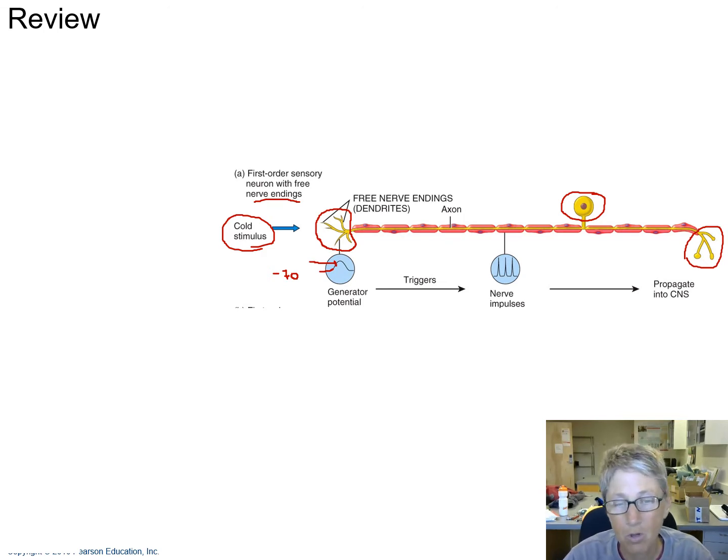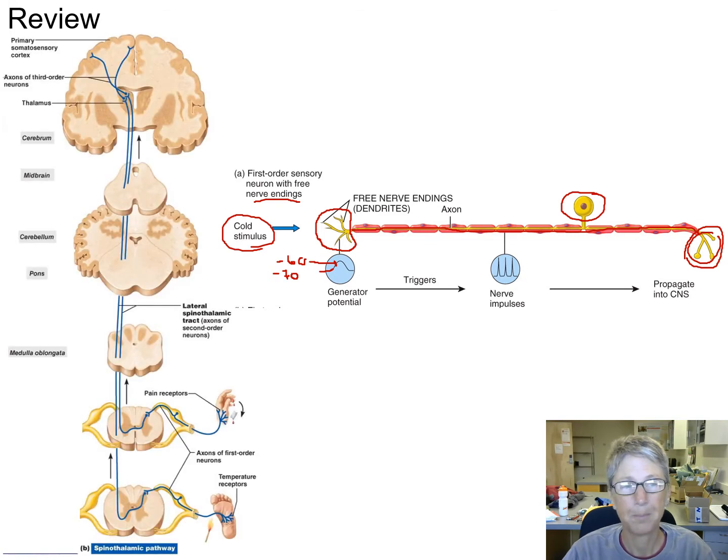sodium ions to rush into the cell, and the generator potential might get to minus 60 millivolts. If it does that, then it can fire an action potential in the axon of the first order sensory afferent neuron, take that information to the spinal cord and then up to the brain. And then you go, whoa, this is cold.